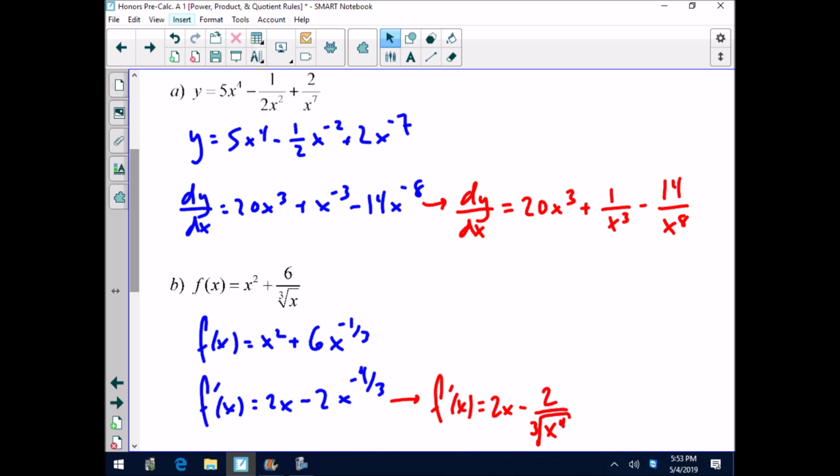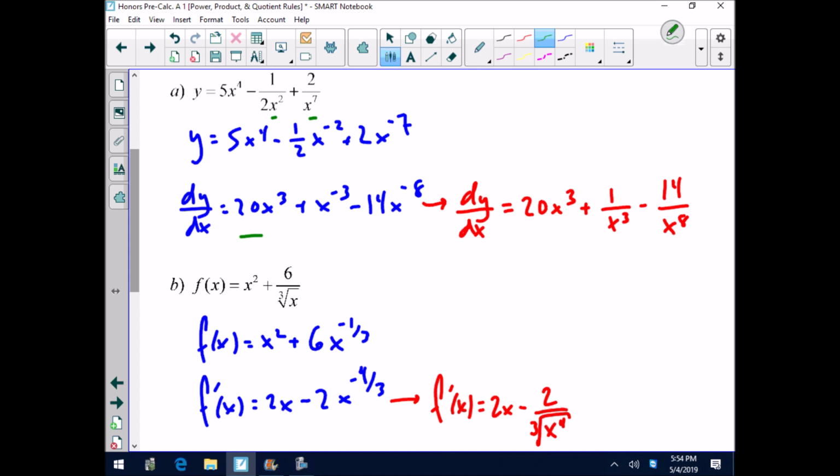All right, so looking at these 2 guys, we have to first rewrite our functions so that we can take the derivative with the power rule term by term. So for our 5x to the 4th minus 1 over 2x squared plus 2 divided by x to the 7th, we're going to bring those x terms up into the numerator, and we'll have 5x to the 4th minus 1/2 x to the negative 2 plus 2x to the negative 7. We then take the derivative with the power rule, right? And we get 20x cubed plus x to the negative 3 minus 14x to the negative 8.